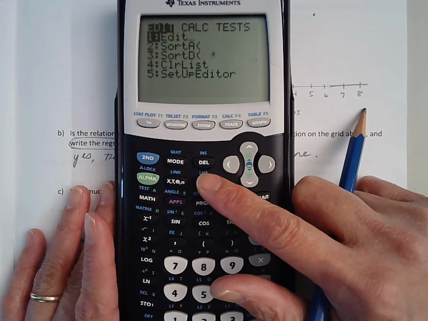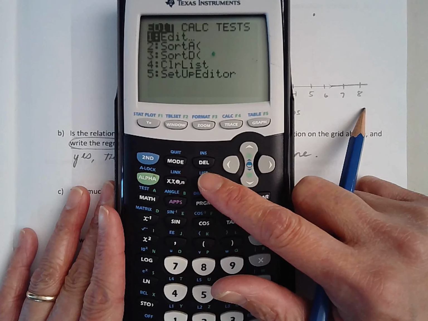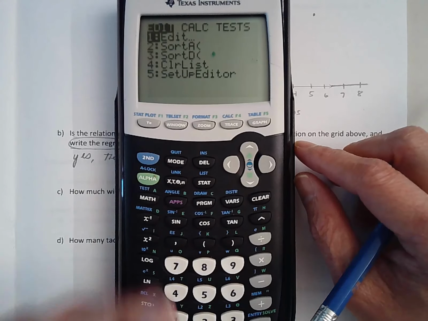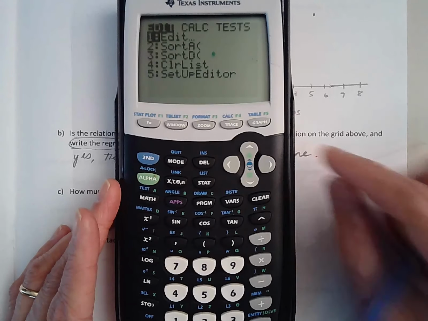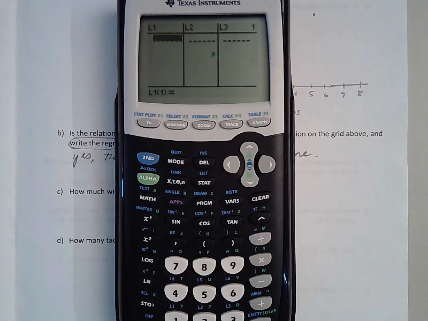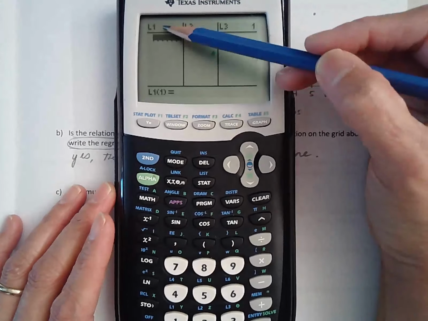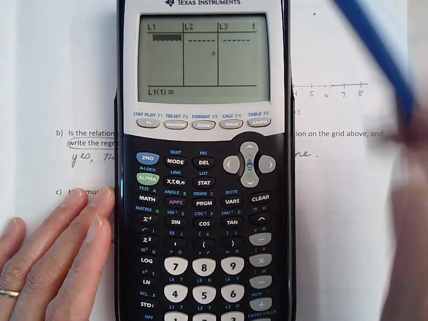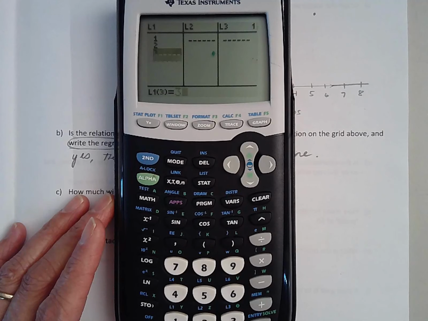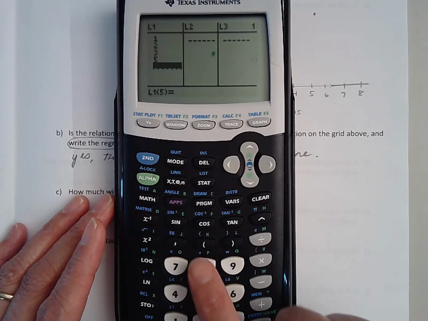Where do you think we need to go next? Calculate? Almost, before that. Edit. Yeah, we're going to go to edit, because remember, we don't have the equation. This is like two chapters away. We're going to put our L1 and L2 values. So L1 would be 1, enter, 2, 3, 5, 8, enter.